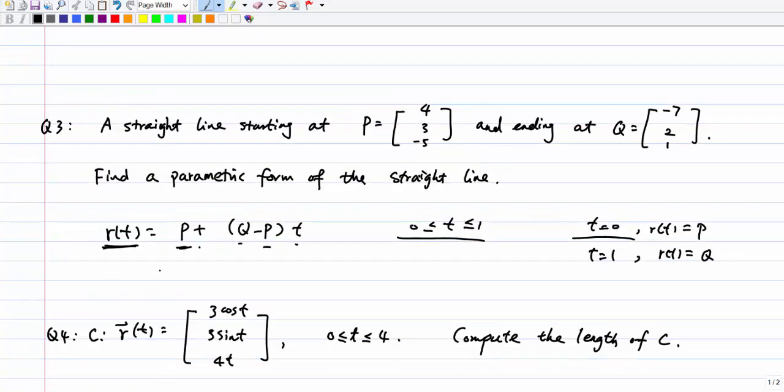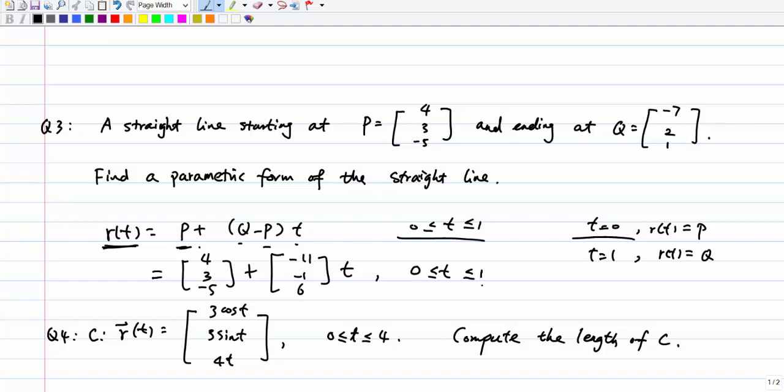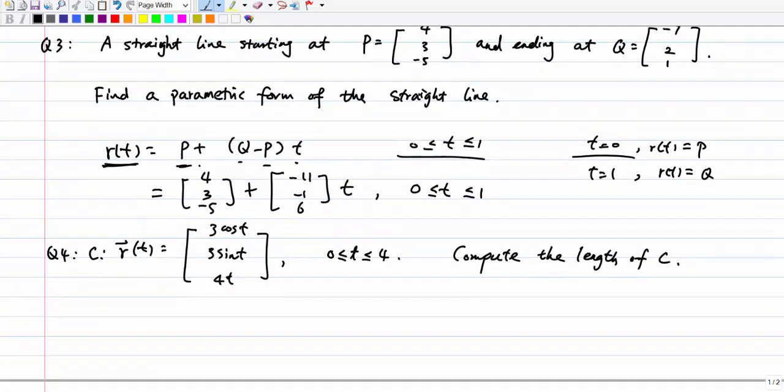In other words, we can represent this as (4, 3, -5) plus Q minus P, which is the difference of the corresponding entries. So it will be -7 minus 4, so -11, and 2 minus 3 will be -1, and 1 minus -5 is 6, times t, and let t go from 0 to 1. Okay, this is question 3.